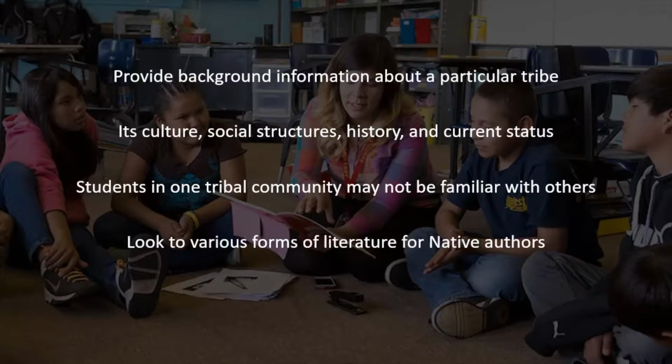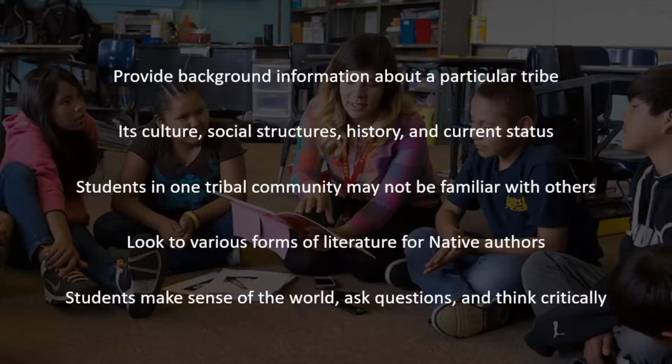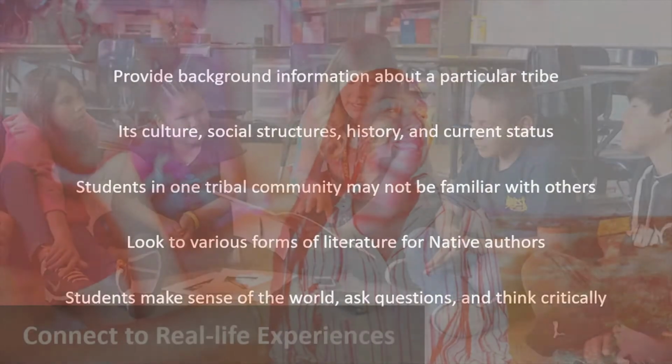In addition, look to various forms of literature by Native authors, such as novels, short stories, poetry, and essays by Native American writers. Other relevant forms of text may include film, websites, narratives, and historical documents. Analyzing these texts is a means to help students make sense of the world, ask questions, and think critically.